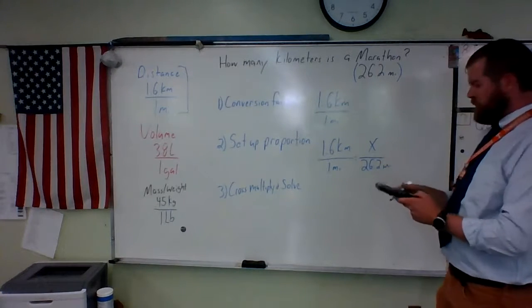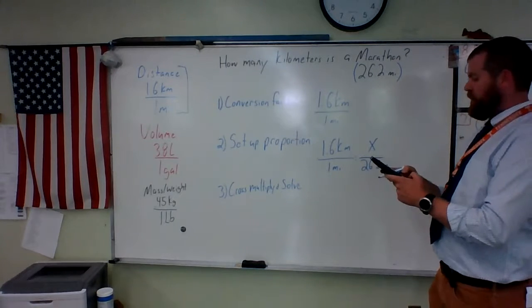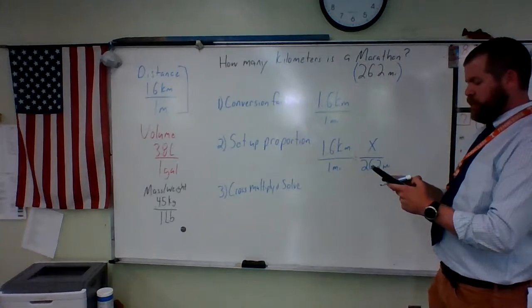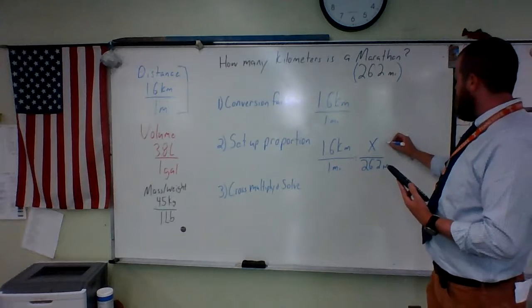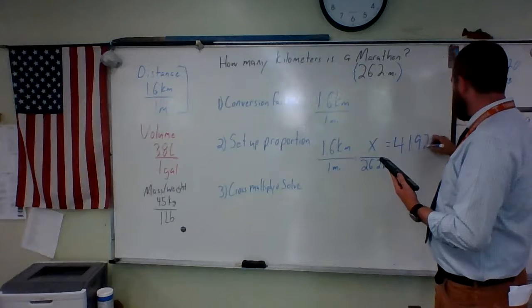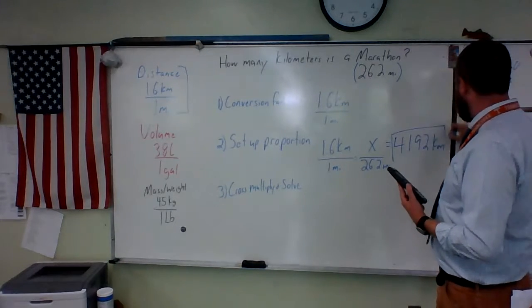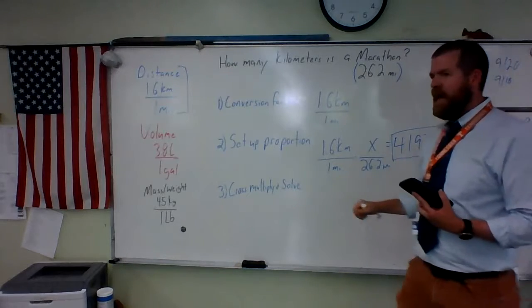So the next thing I'm going to need to do is just multiply 1.6 kilometers times 26.2, and that's going to give me a correct answer of 41.92 kilometers. And of course, that's the distance that I get when I cross multiply and solve.